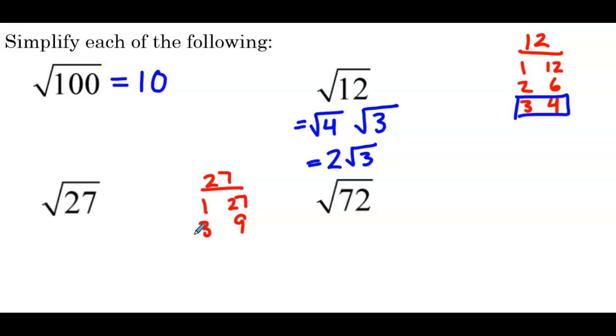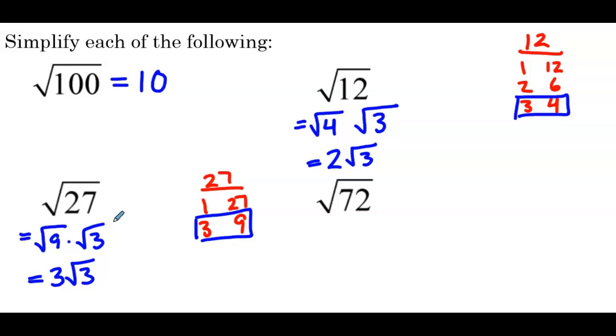So looking at this factor pair, 3 times 9, 9 is the largest perfect square factor of 27. So we're going to rewrite the square root of 27 as the product of the square root of 9 times the square root of 3. The square root of 9 is 3, times the square root of 3. So the square root of 27 is equivalent to 3 times the square root of 3.